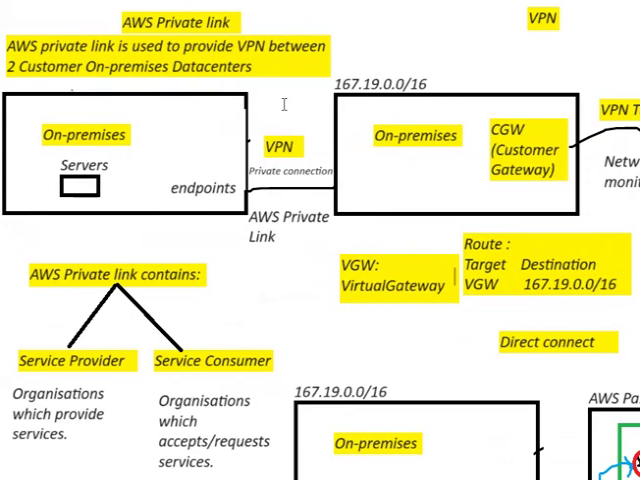I hope you understood this: AWS PrivateLink, when you use it and how you use it, what it creates and what it contains. I hope this video is contentful.